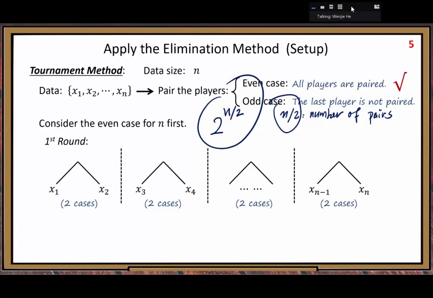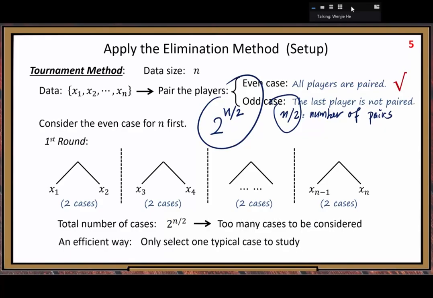So each case we pick a representative. It could be x1 the winner, x3 the winner. We just pick one of the 2 cases. So at the end, we only need to consider one case. Here you can see, we only use one typical case as the representative covering all the possible cases, if you can find the symmetry property. Here we have the symmetry property.